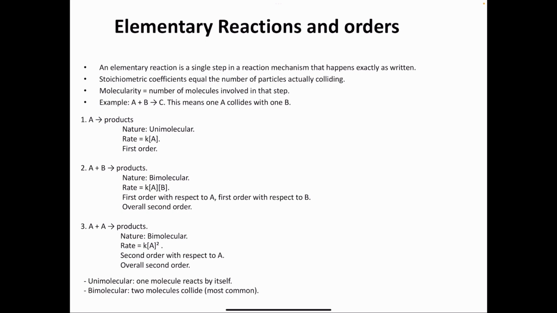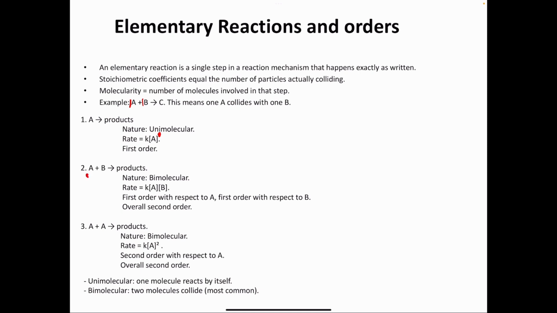So as an example, if you have a reaction A plus B gives us C, this means 1 A particle, because the coefficient here is 1 and this coefficient is 1, collides with 1 B particle in that specific reaction. Let's take an example. If A reacts to give us products, because one reactant is reacting, the order with respect to A is going to be 1, since it reacts in a single collision.